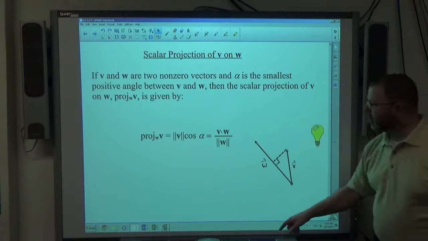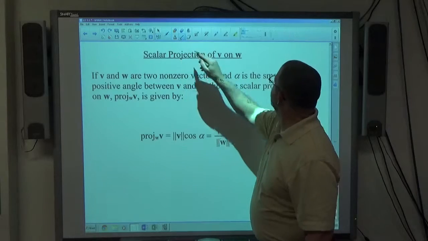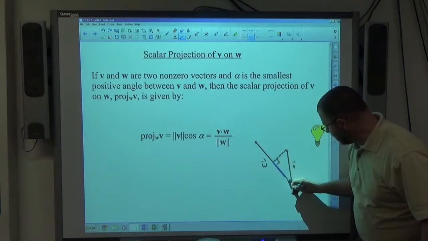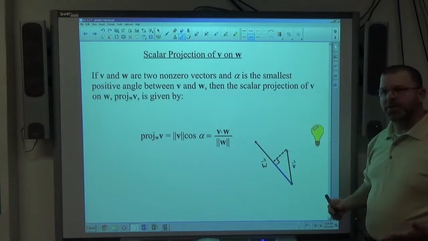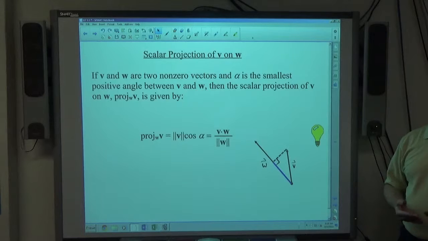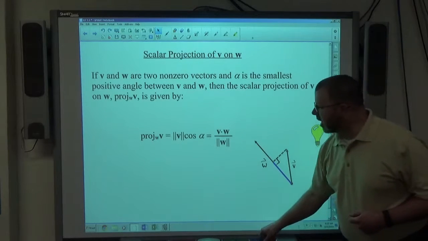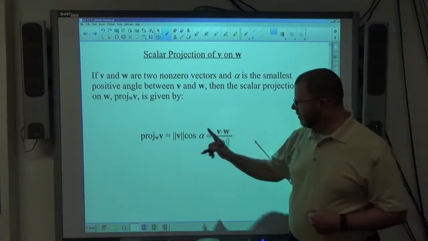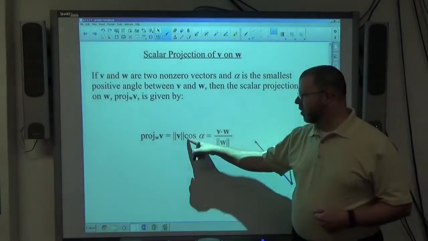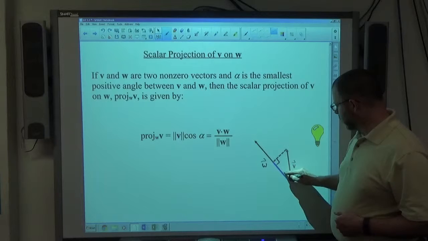And the scalar projection is specifically the length of this piece, or the length of the shadow, basically, and it's going to be a scalar projection. It's going to be a number. It's not going to be a vector anymore. All right? And the scalar projection is defined as the magnitude of vector V times the cosine of the angle between the two vectors. So this will be alpha here.